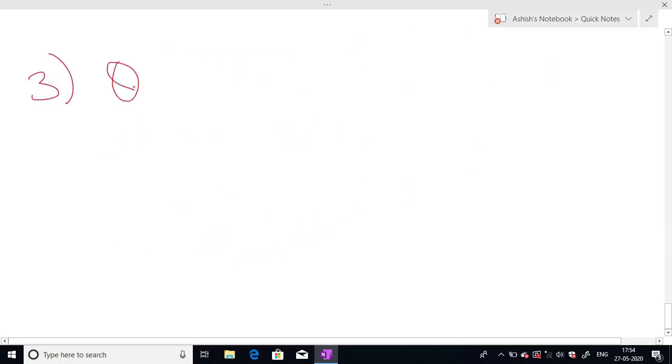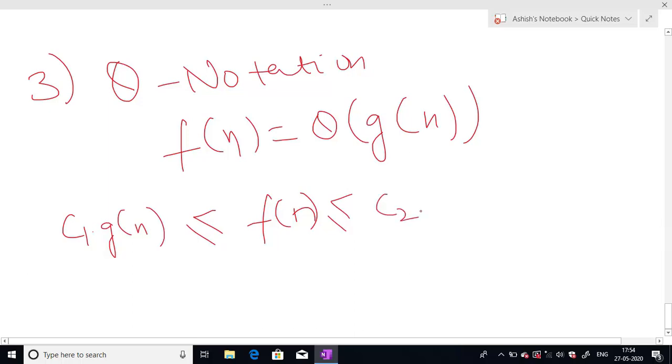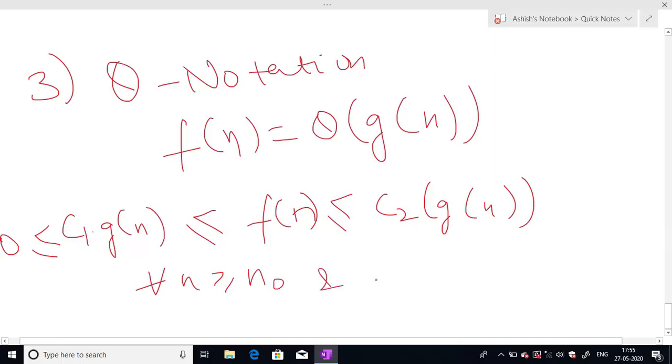Third notation is theta notation. Our function f(n) is theta of another function g(n) if f(n) is greater than or equal to c1 times g(n) and less than or equal to c2 times g(n), where c1 times g(n) is also greater than or equal to 0, for all n greater than or equal to n0, and n0 and c are positive constants. Then we can say that our function f(n) is theta of g(n).